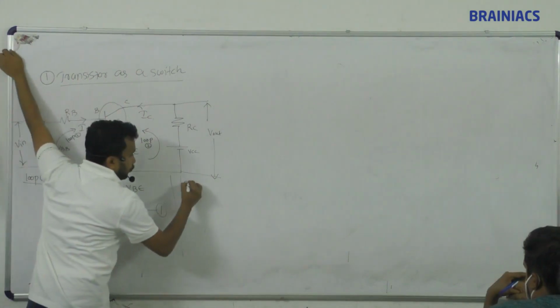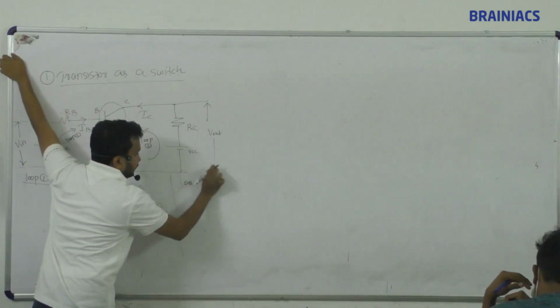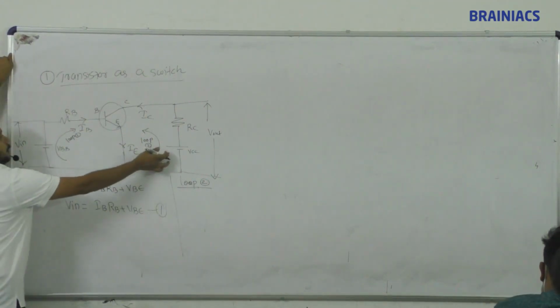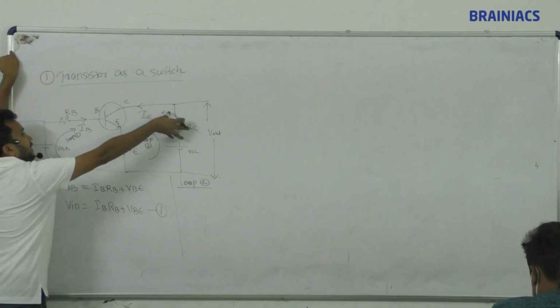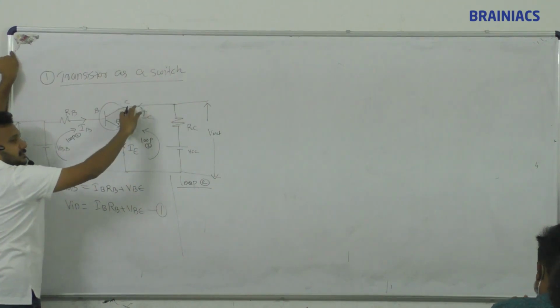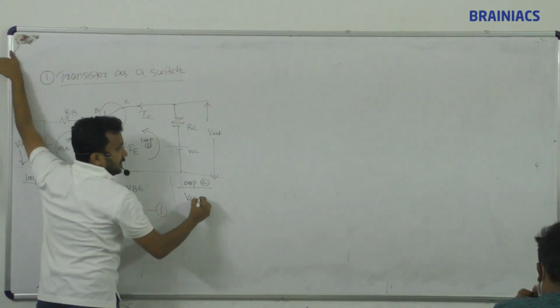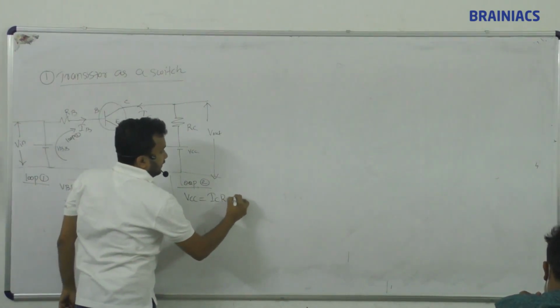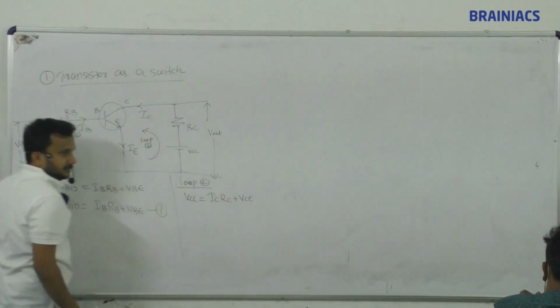Next, loop 2. What is the loop 2 equation? How is loop 2 coming? This one: VCC is the voltage given, which is used by ICRC and VCE. So VCC equal to ICRC plus VCE. That's all.